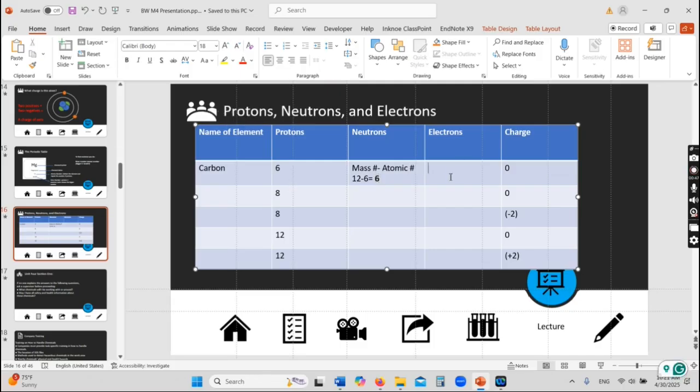So, electrons. If our charge is 0, if we had $6 in our bank account, because protons are like the dollars in our bank account, and then we had 0 at the end, how much did we spend? We spent $6.